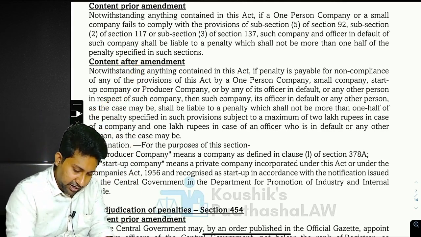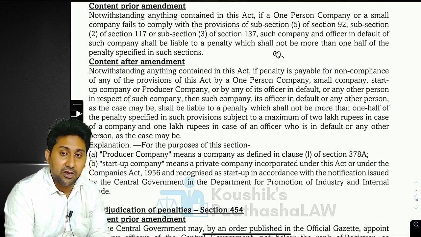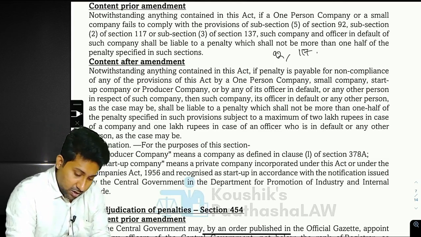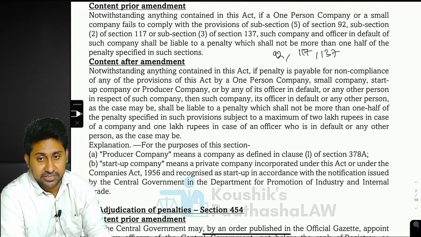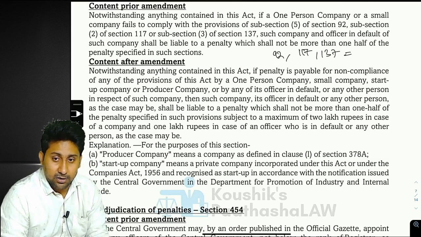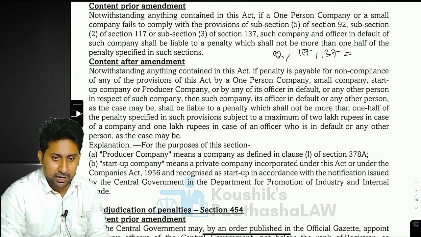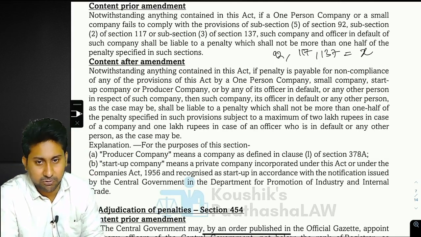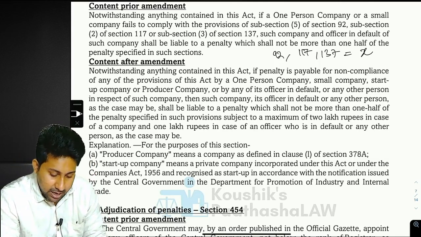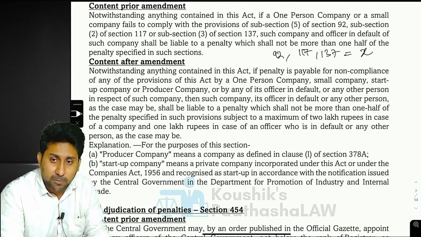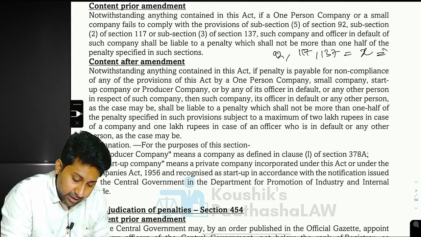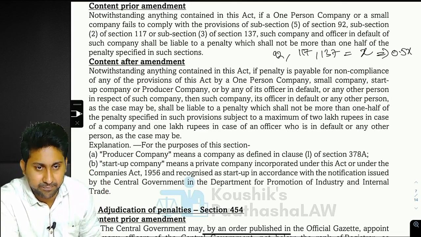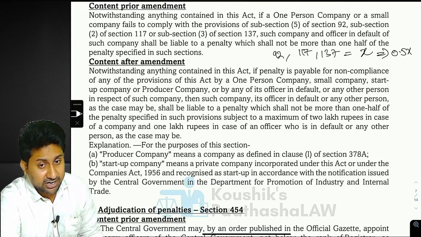3 sections were taken. 92, non-filing of annual return. 117, non-filing of specific resolutions. 137, non-filing of financial statements. If a contravention is committed by a normal company, they will be levied with X punishment as per that particular provision, 92 or 117 or 137. But if it is a one-person company or a small company, this should be 0.5x only but not x. That means half the penalty. This is the scenario. But what is the content after the amendment?